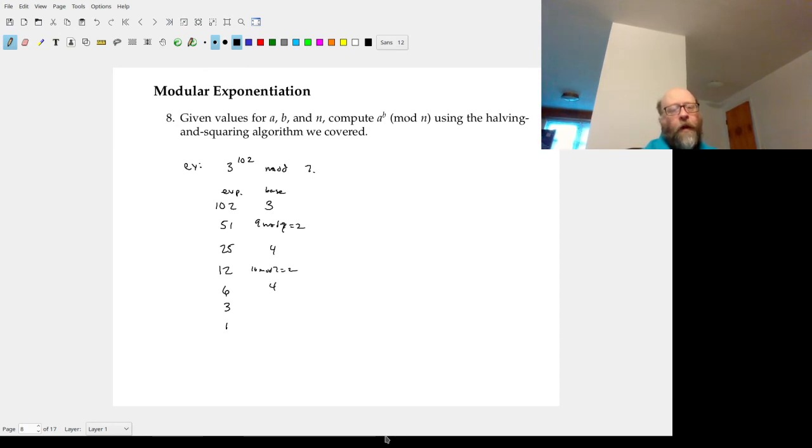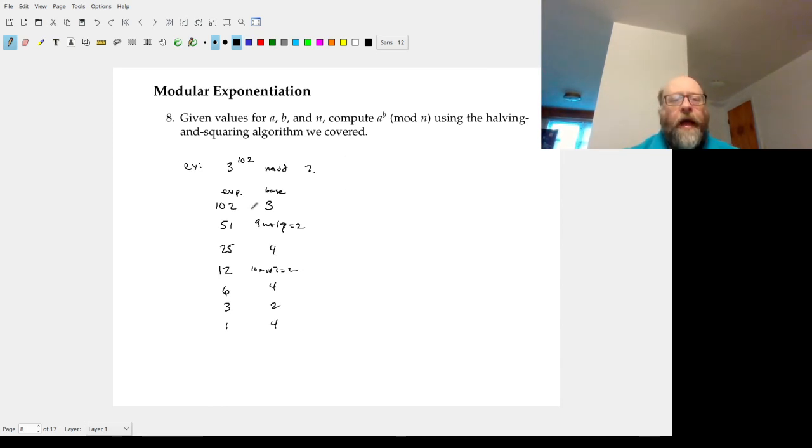But 4 squared is 16. And once again, 16 mod 7 is 2. And then 2 squared is 4. So we started with a 3, but we ended up with this pattern of 2s and 4s.